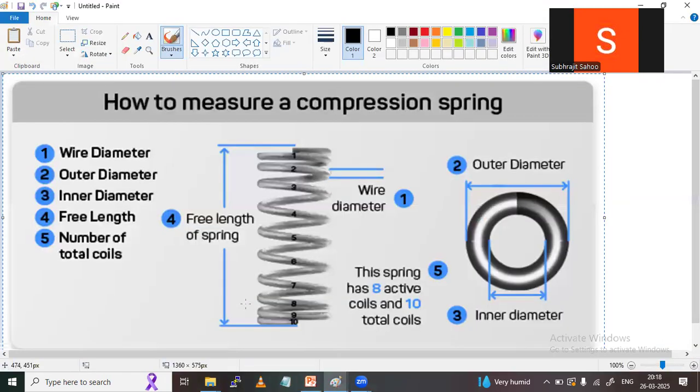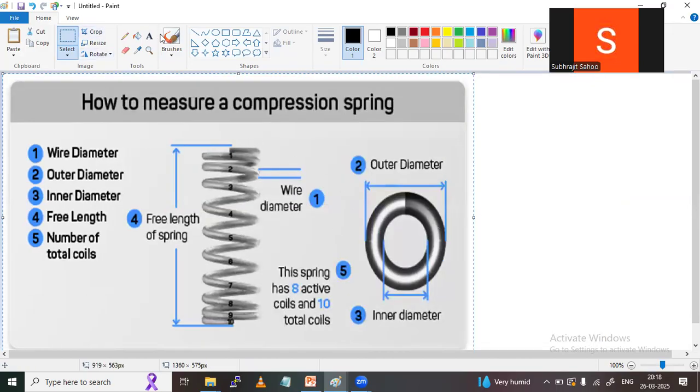Observe here, sir. In this diagram, you see, this is the cross section of the spring. We can say it is a coil. Sir, how many parameters are there? So this is called inner diameter. It is denoted by the symbol capital Di, and this is outer diameter. It is denoted by the symbol Do.